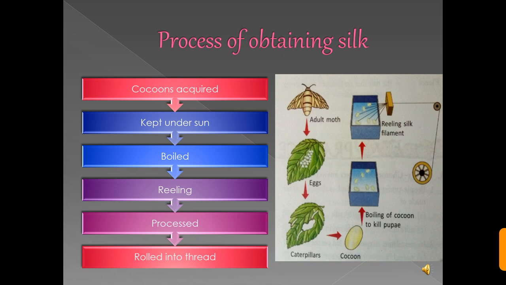The next step is the process of unwinding silk filaments from the cocoon. This is called reeling the filament. Finally, the silk fibers are spun into silk threads, which are used by the weavers to weave the silk cloth.